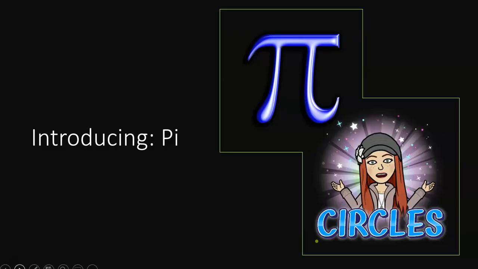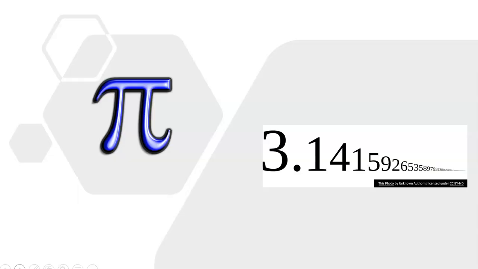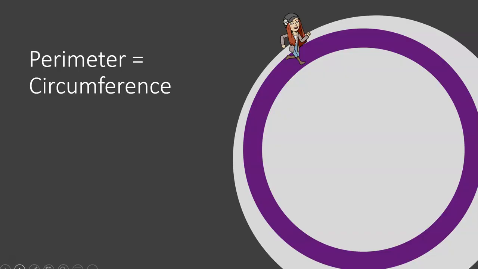Now, when we work with circles, we work with this mathematical constant called pi. Now, pi is this value, and we use the value as 3.14. On your calculators, you will find the pi symbol, and you can just press that if you're using pi.